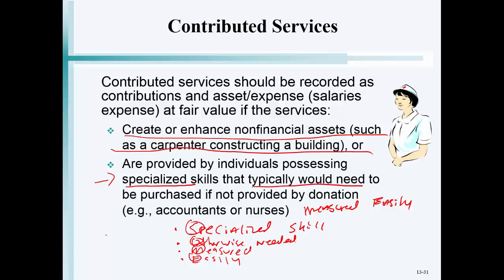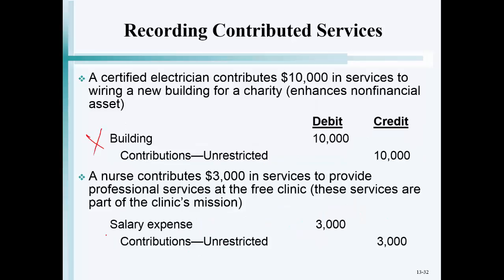Should I recognize the value of that service? Did it create a non-financial asset, like a building? Yes, it did, right? So I need to recognize the value of that service because it's done what? Right here, first bullet here, it's created or enhanced a non-financial asset such as a carpenter providing us with a building, whatever, right? Okay? When that's the case, I make this journal entry right here, this first one here. I debit building and I credit contribution, right? Because that person didn't charge me for that. So I debit building, I credit what?